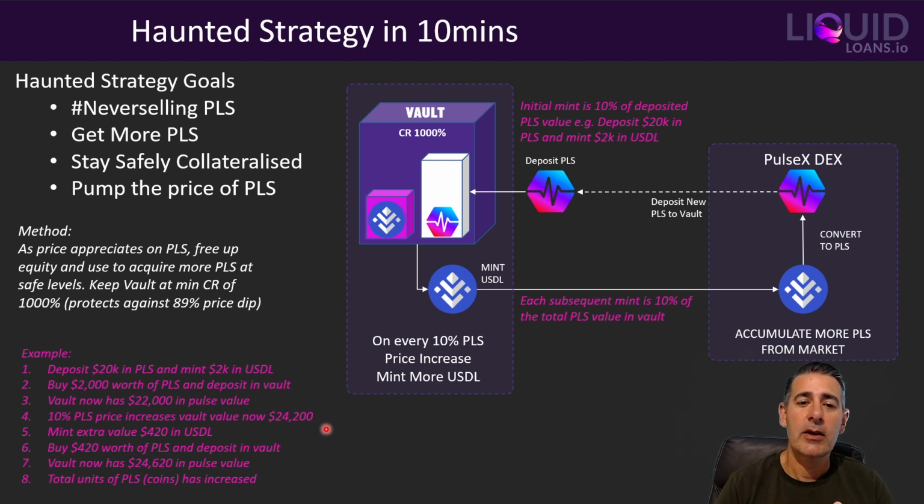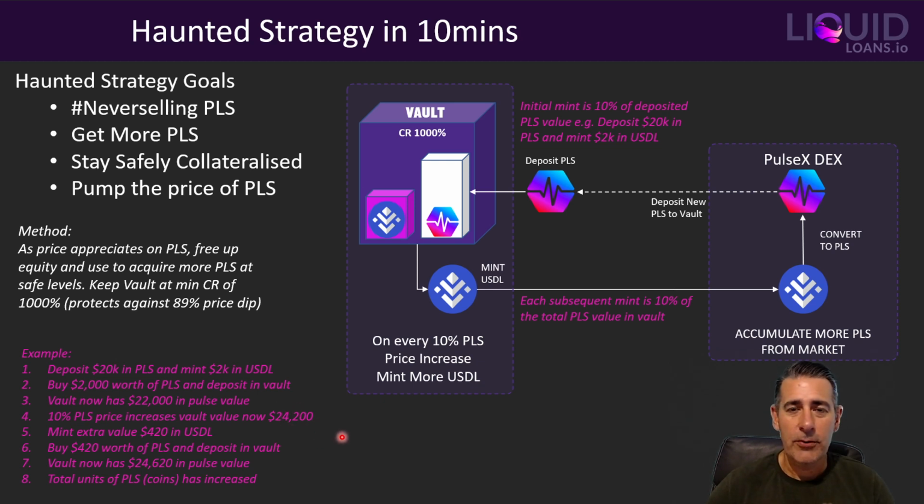So what do we do with that? Well, we mint an extra bit of USDL, but we do that so we still keep our loan at 10%, which is the collateral ratio of 1,000. In this instance, that means we only mint an extra $420 worth of value in USDL, because we've got to account for the 2,000 that we've already minted. So this 420 is this amount times 10% minus the 2,000 that we've already minted. That leaves us with the 420.